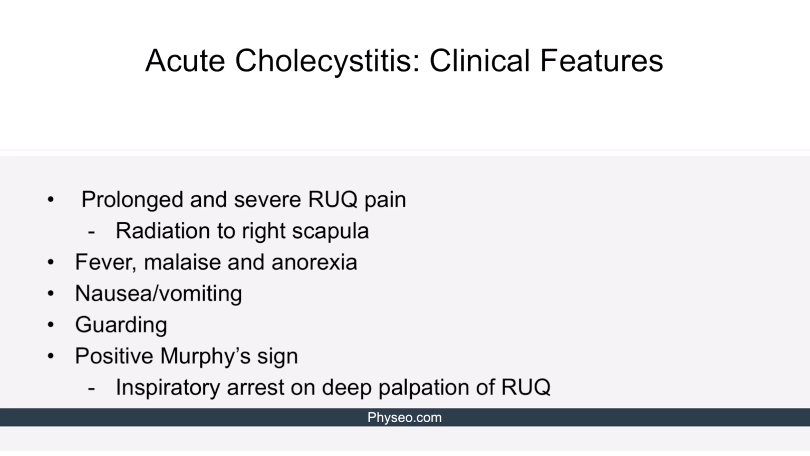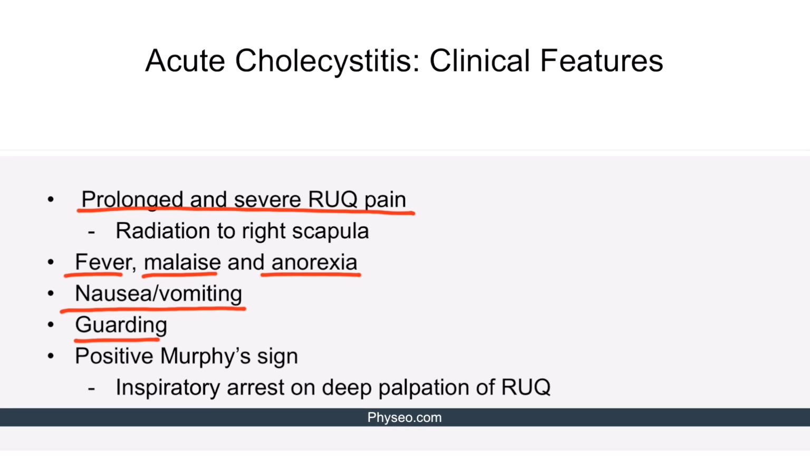Let's now look at the clinical features of cholecystitis. In cholecystitis, right upper quadrant pain may be prolonged and severe with possible radiation to the right scapula. Patients may also exhibit fever, malaise, anorexia, nausea, and vomiting. Guarding, which is involuntary flexion of the abdominal wall musculature due to pain with palpation, can also be due to the presence of an inflamed gallbladder.